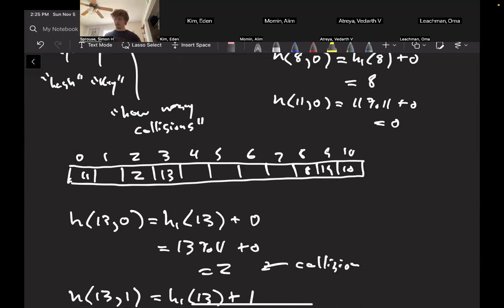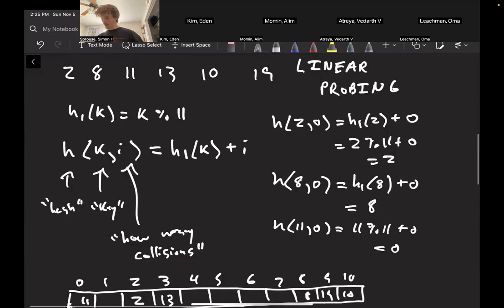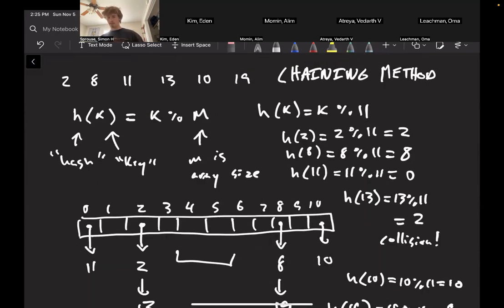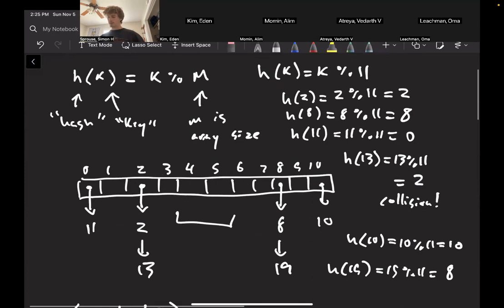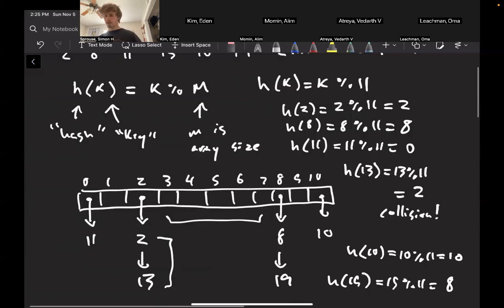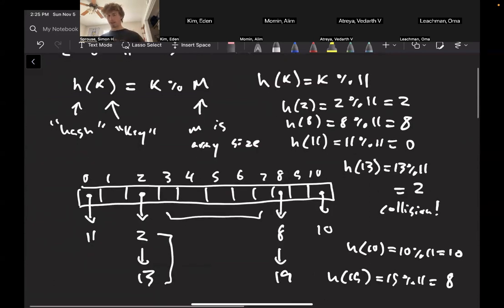So this is linear probing, and as you can see, as opposed to the chaining method, which uses a lot of extra space, right? All this space that we had here in the middle not only does not get used, but we are also using extra space here. So the chaining method is very space inefficient.